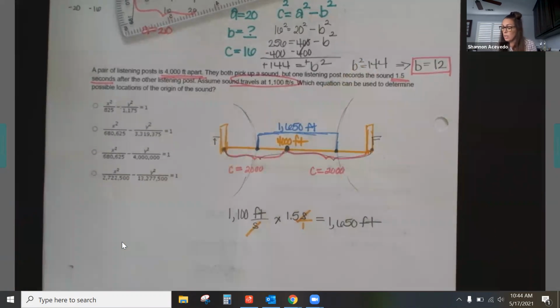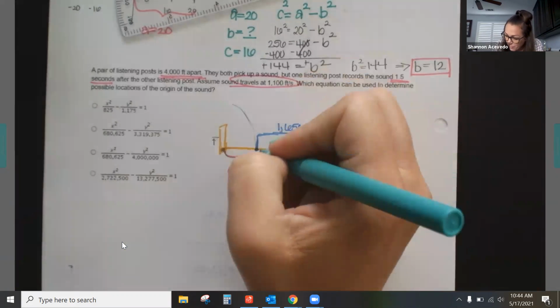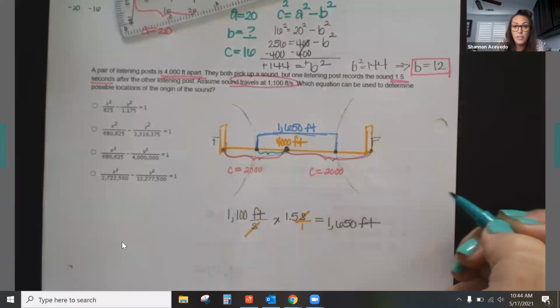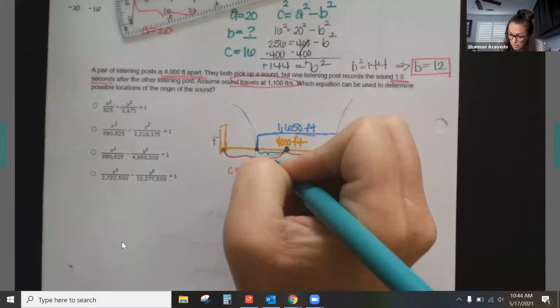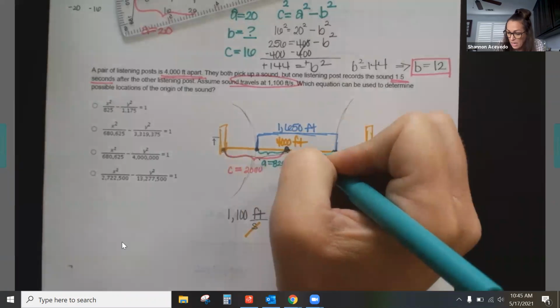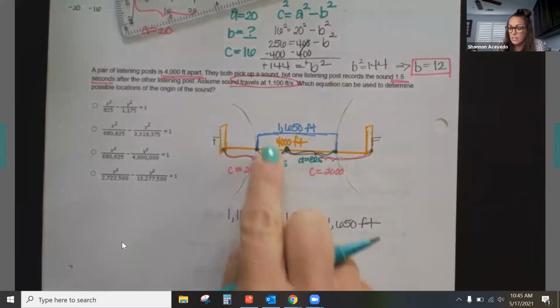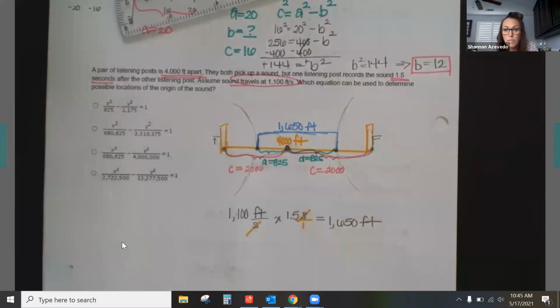So since I know that this whole thing is going to be 1,650 feet, then I know from here to here is going to be my A value, which is going to be 825 feet. So from here to here is my A value, which is 825. If I add the A values together, I get my 1,650 feet.